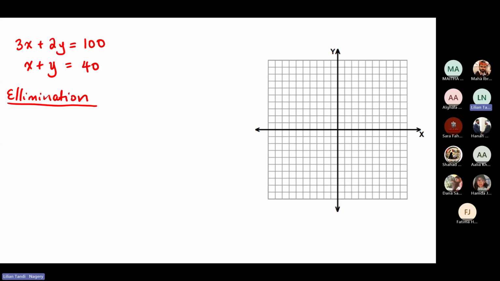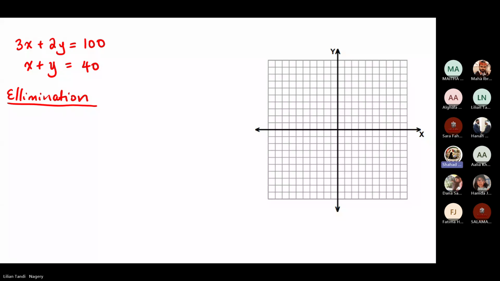Hanan, the question is telling us to solve this system of equations using elimination, because Shahad doesn't know how to do elimination. So we are showing her how to solve, and those else who don't know how to solve by elimination. Yes. Will you put this on YouTube? When I finish, yes. Okay. Can we continue?